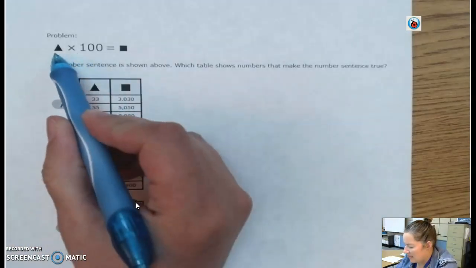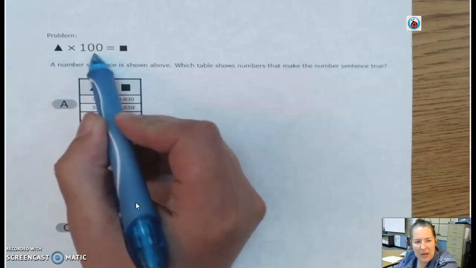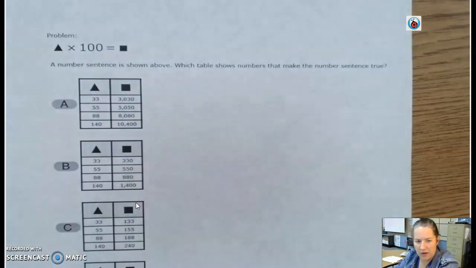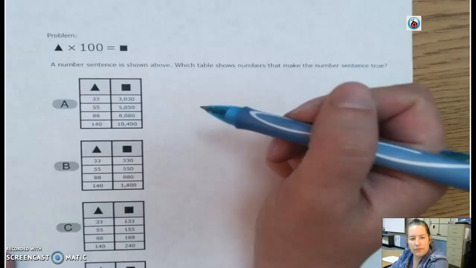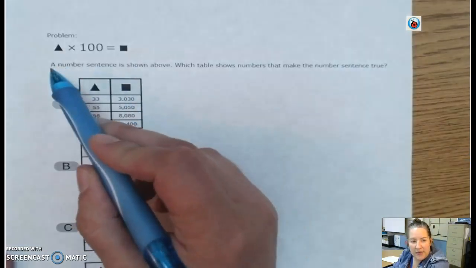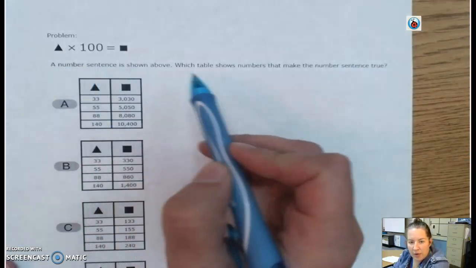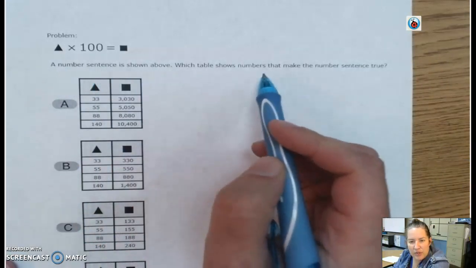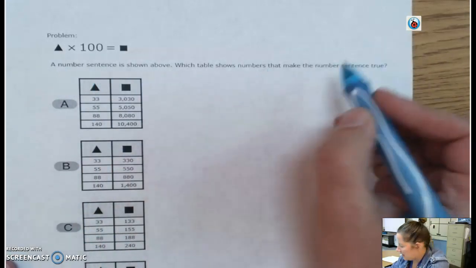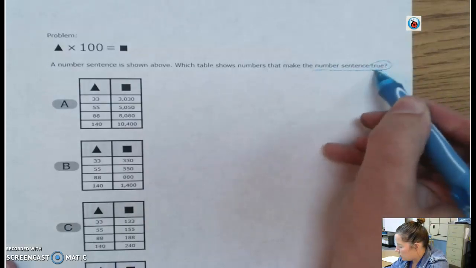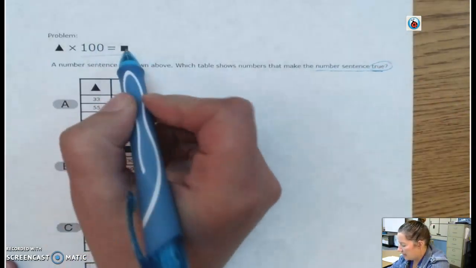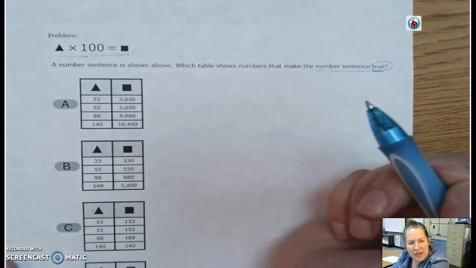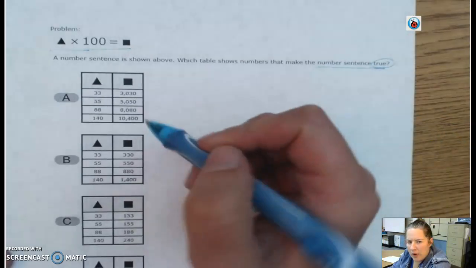If you notice, you have this symbol. It says triangle times 100 equals square. Well, what does that mean? Let's look at it. It says a number sentence is shown above. Which table shows numbers that make this number sentence true? Well, the number sentence is triangle times 100 equals square.